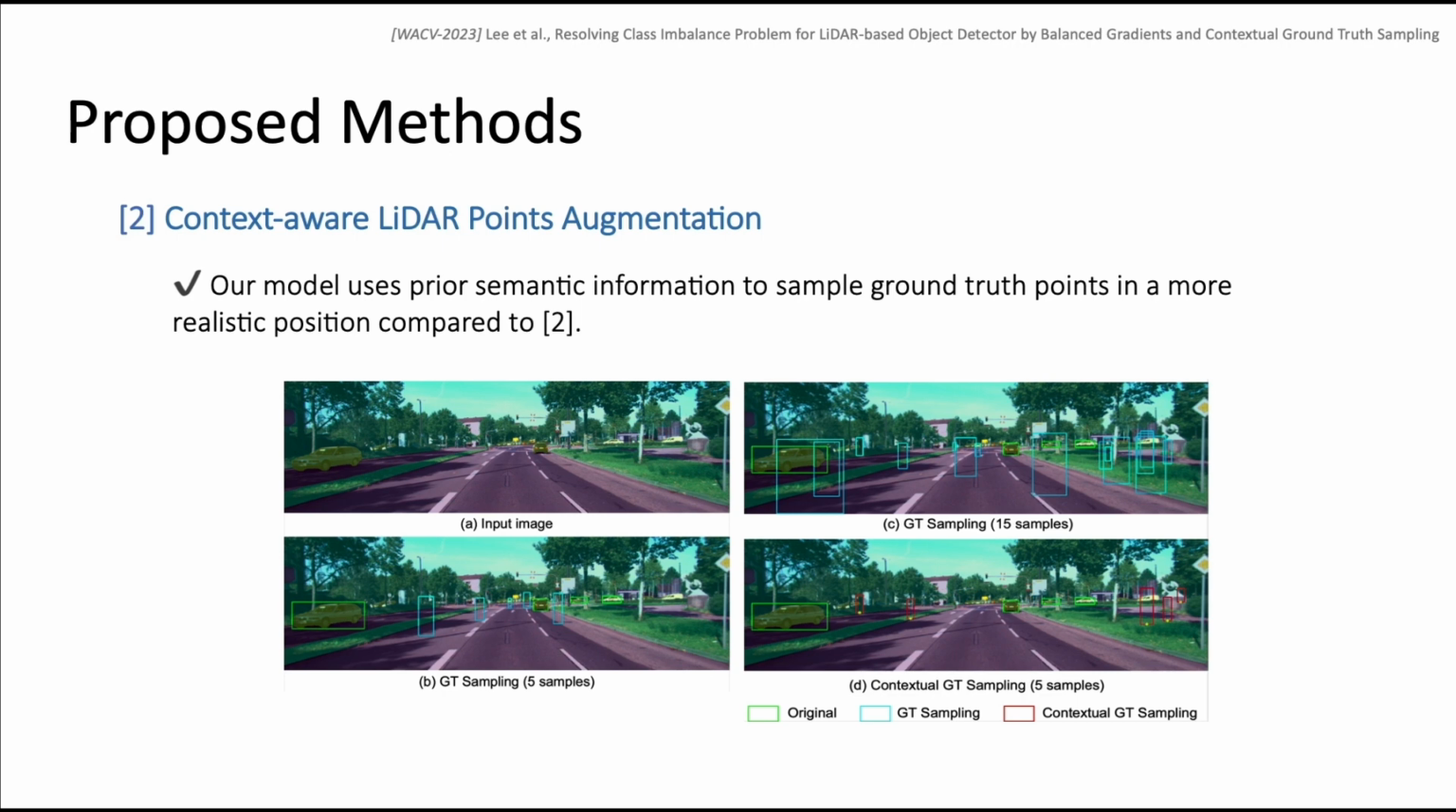Therefore, this is a comparison of the mentioned process. A shows the input image and semantic information, and the previous point cloud sampling methods are shown in B and C. As you see, they are not all reasonable samples because they are sampled randomly. In this situation, we proceed with regional point augmentation using semantic information, as shown in D.